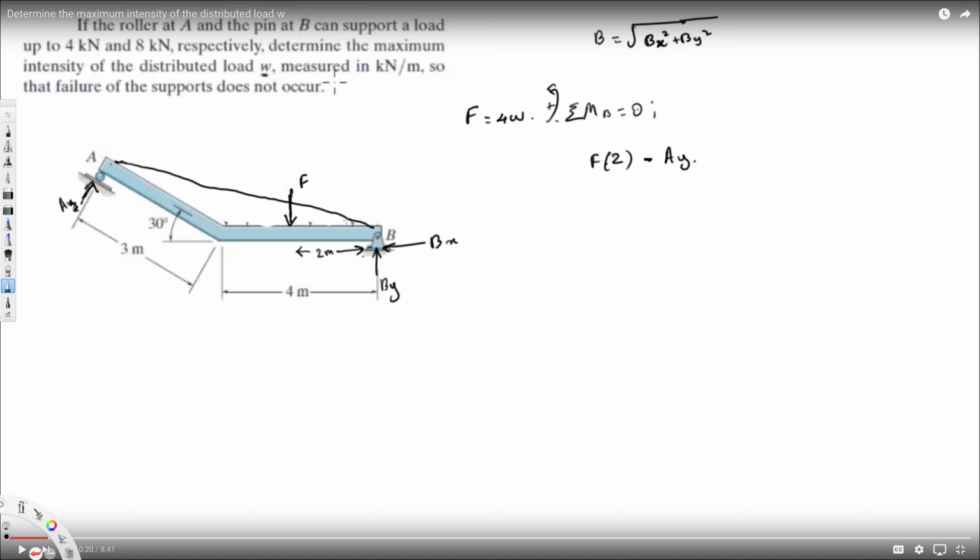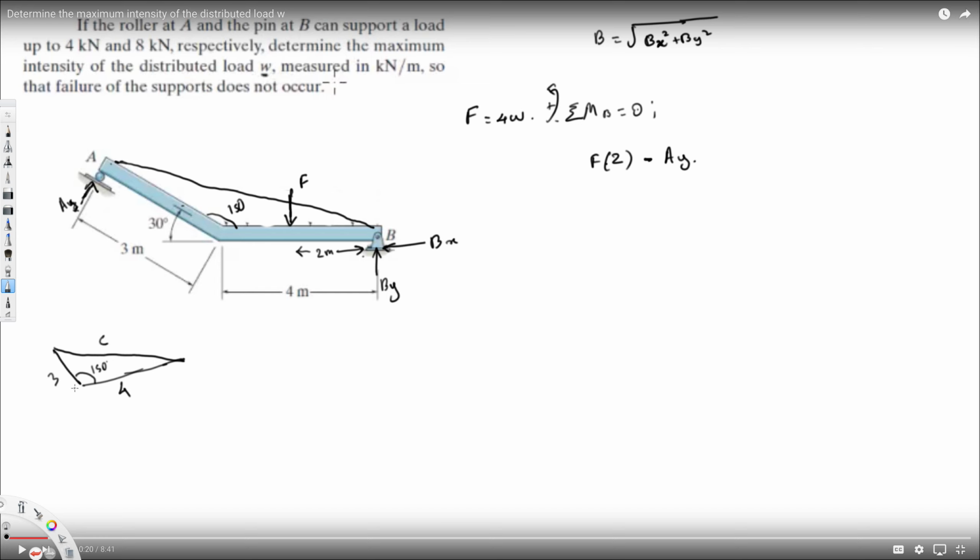To calculate this distance, I can use the cosine law. So let's draw this triangle separately. We have two sides, 3 and 4, and we can calculate this angle because this is a straight line, and if this is 30, this should be 150 to fulfill that 180. So this is going to be 150, and let's say this side is C.